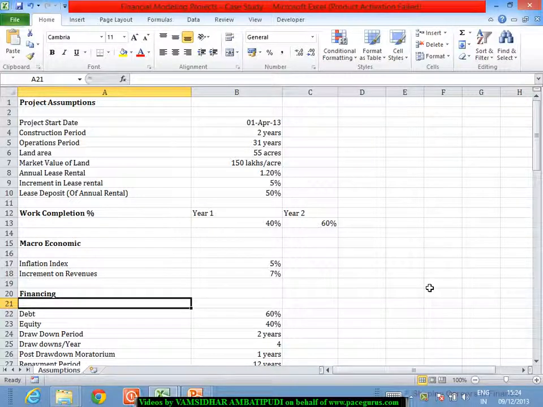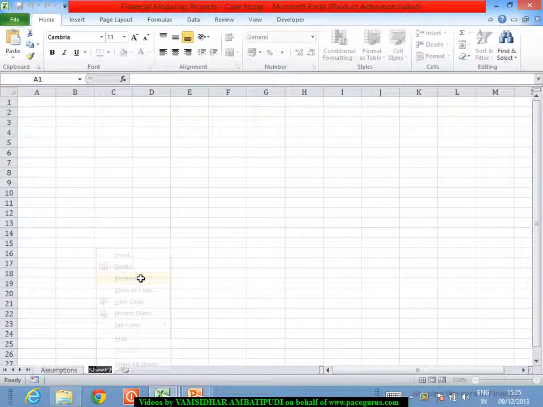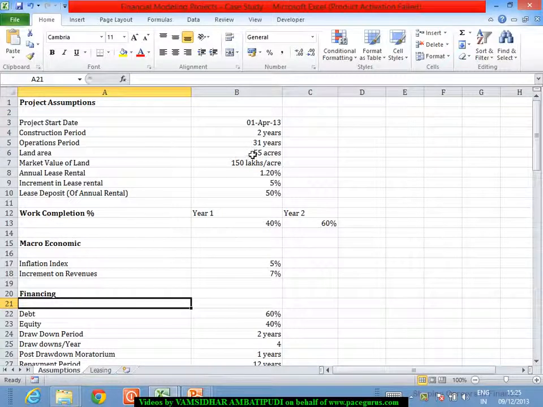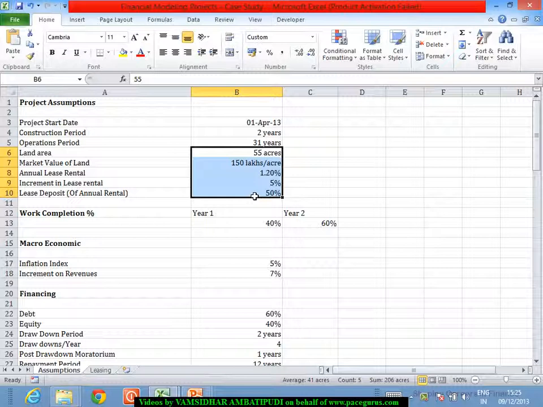Now let's get into the calculations relating to the leasing. Now that we have understood the basic assumptions associated with the project, let's try to do some basic calculations associated with the leasing aspect. We have a few assumptions dealing with the leasing aspects: the land area, market value of the land, annual lease rental, increment in the lease rental, and the lease deposit. These five things are contributing to the leasing related assumptions.